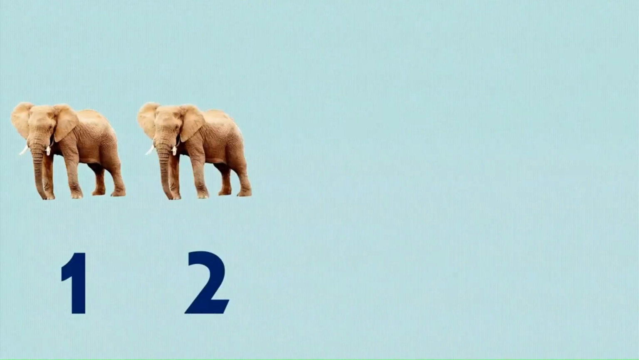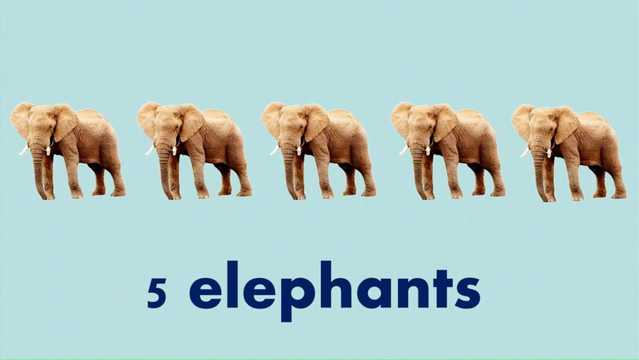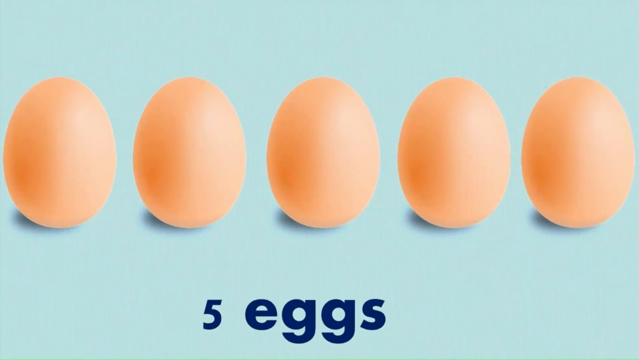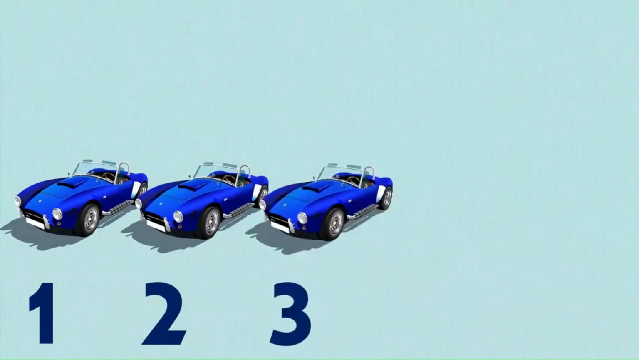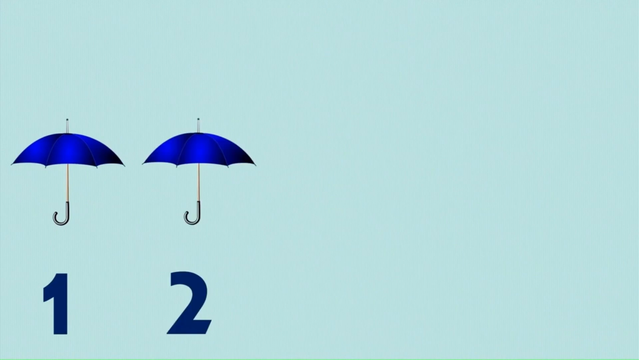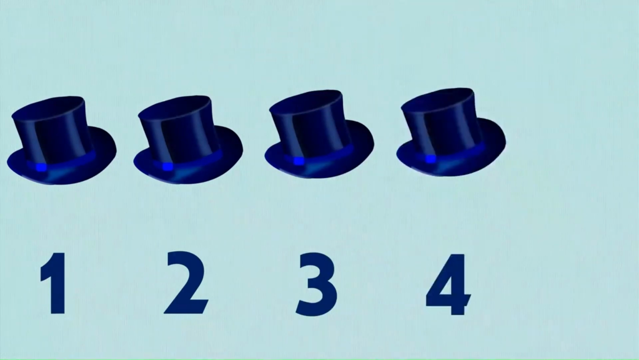0, 1, 2, 3, 4, 5. 5 elephants. 5 eggs. 5 cars. 5 umbrellas. 5.